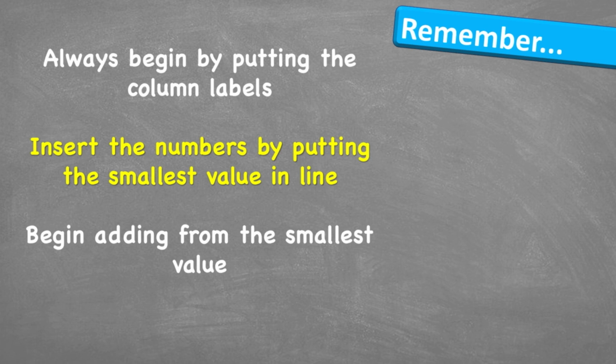Always begin by putting the column labels. This is going to help you put the numbers in the correct place and not make any small mistakes. Then we're going to insert the numbers by putting the smallest value in line first. And then we're going to begin adding from the smallest value.